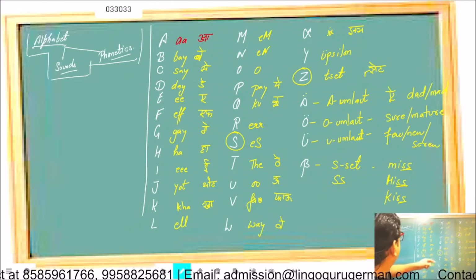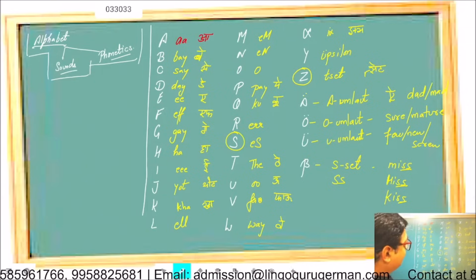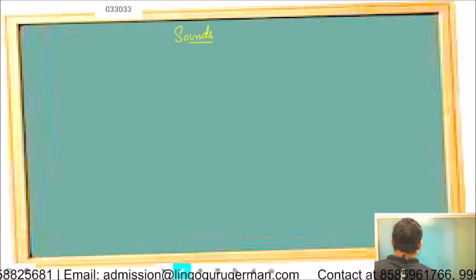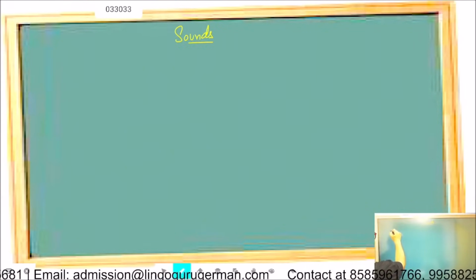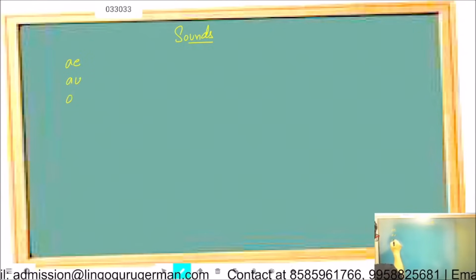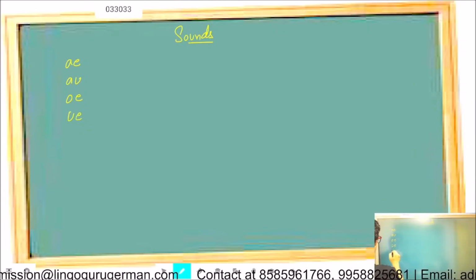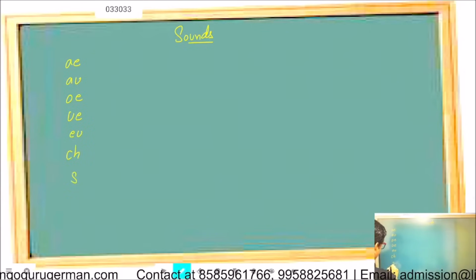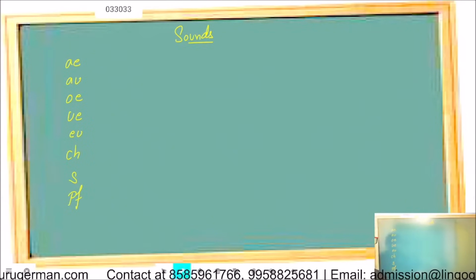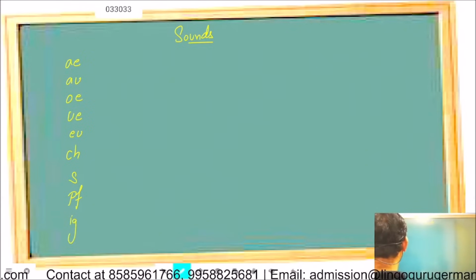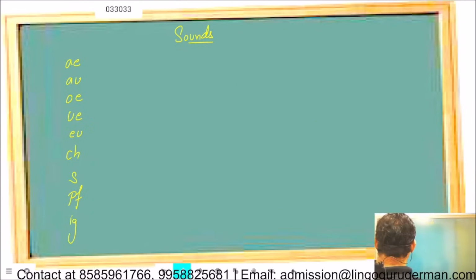The next section we are going to do is the sounds of different consonants and the phonetics, and we'll proceed further. Let's talk about sounds. We are going to learn major sounds of vowels, A, A, U, O, and combinations like C, H, S, P, F. These are the combinations. I, G, again, very important. Important combinations. Okay.